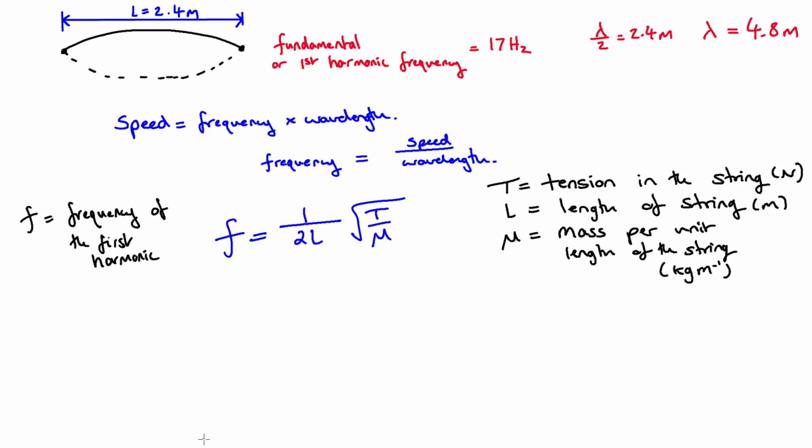It can be shown that the frequency of the first harmonic depends on the tension in the string, the length of the string, and the mass per unit length of the string. So here in this formula, f is the frequency of the first harmonic, T is the tension in the string in newtons, L is the length of the string in meters, and mu is the mass per unit length of the string in kilograms per meter.